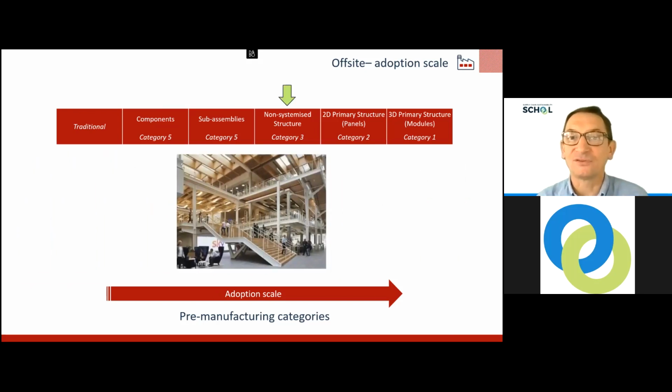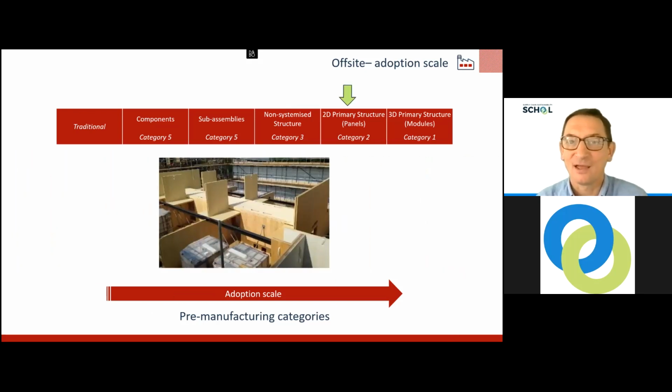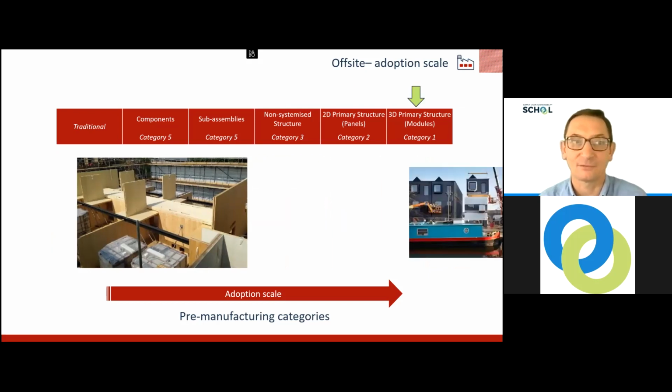Moving on, we get the non-systemized structure, and there you can see category 3, that's an example of the Sky building out in West London. Moving on to two-dimensional components, you see there a CLT timber example, where obviously there are two-dimensional products manufactured off-site and brought to site and slotted together on-site.